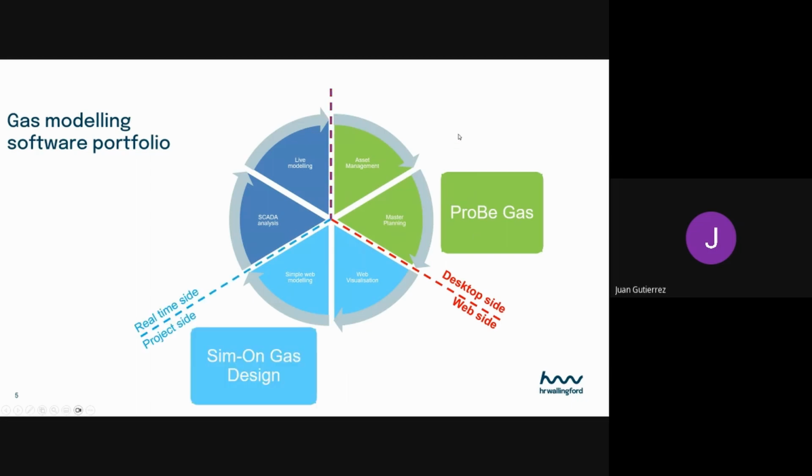And then the technology that we've got for desktop modeling, we've transferred it to a web environment, and we've created Simon Gas Design. In Simon Gas Design, you can do the same kind of steady state simulations that you were doing on the desktop, but in a controlled environment where it is easier for people who are not expert modelers to run simulations, and then to centralize all those results in one single area.